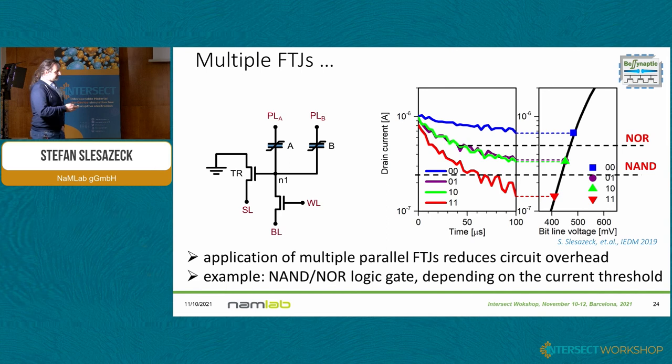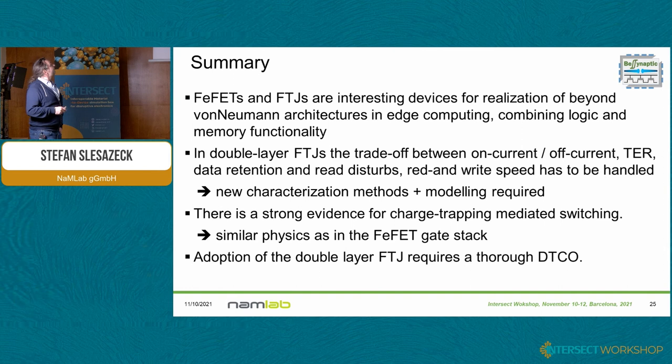And to the summary, so generally FeFETs and FTJs are quite interesting devices. Polarization of this, not just memory, but also beyond pure memory applications or beyond pure von Neumann architectures. Especially in the double layer FTJ, there's this trade-off between on currents and off currents, the TER ratio, so tunneling electro-resistance ratio, data retention, and all these read disturbs and so on, which needs new characterization methods, but also modeling approaches to really understand this. So far, it's not really clear what exactly happens there.